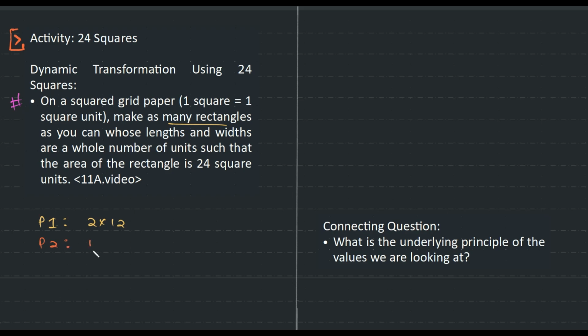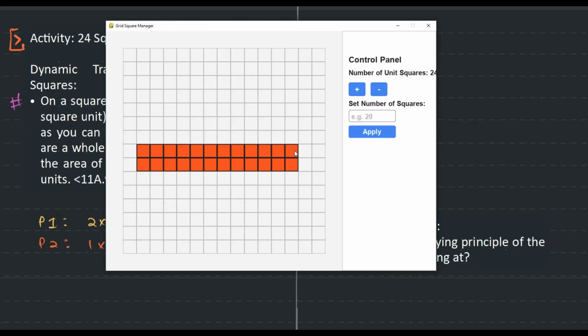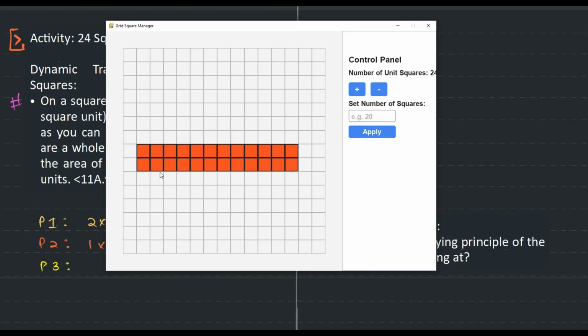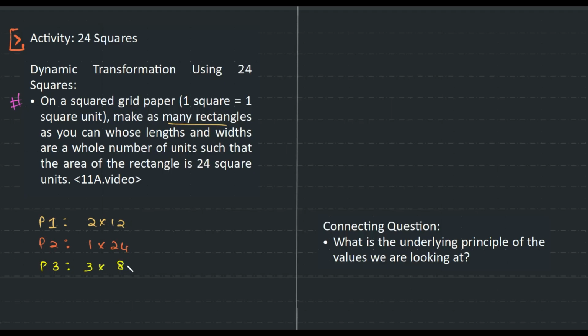Possibility 2, I can keep it as 1 cross 24. I won't be able to do it over here, but you can imagine if I stack them in this manner, I'll be able to get 1 cross 24 as well. Then possibility 3. What else can we do? So let's try arranging them in 3 rows. Let's see if it's possible. I think it is. So 1, 2, 3, 4, 5, 6, 7, 8. 8 3s are 24. Yes, perfect. So 3 cross 8. Another possibility.